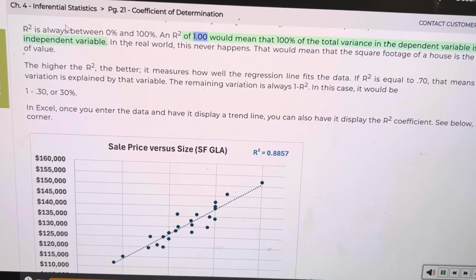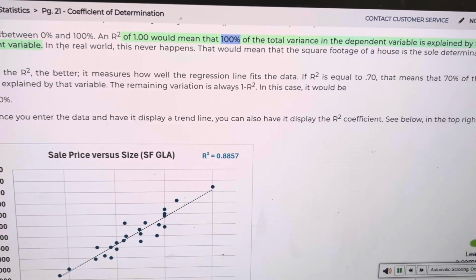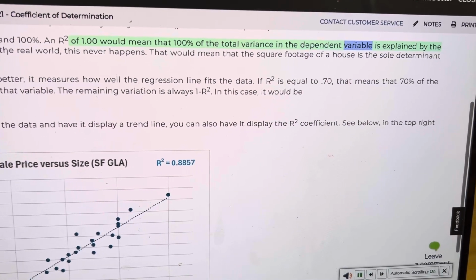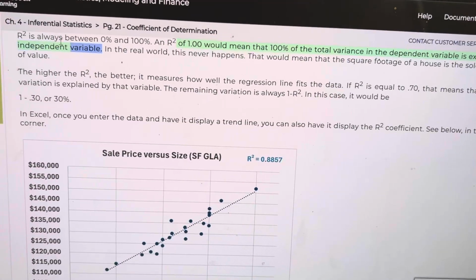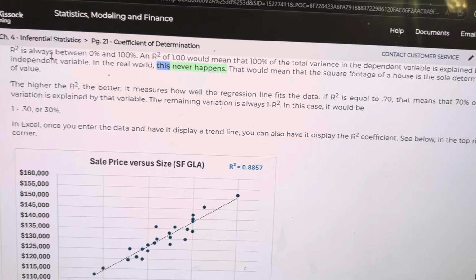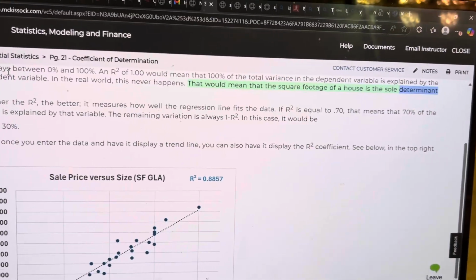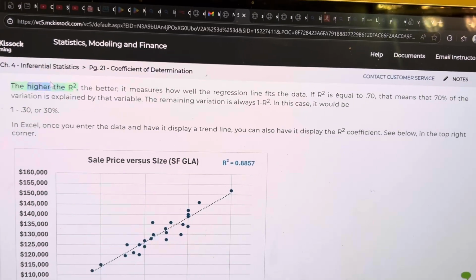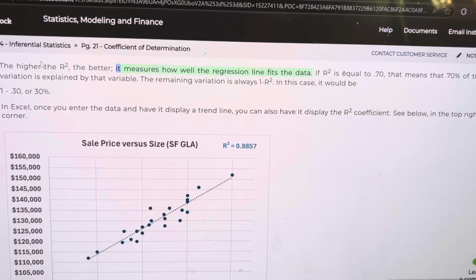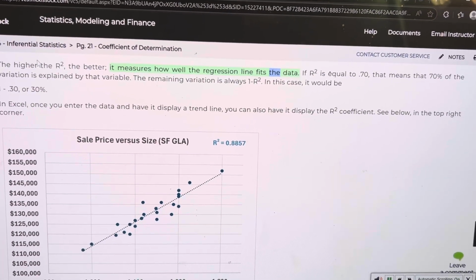An R2 of 1.00 would mean that 100% of the total variance in the dependent variable is explained by the independent variable. In the real world, this never happens. That would mean that the square footage of a house is the sole determinant of value. The higher the R2, the better. It measures how well the regression line fits the data.